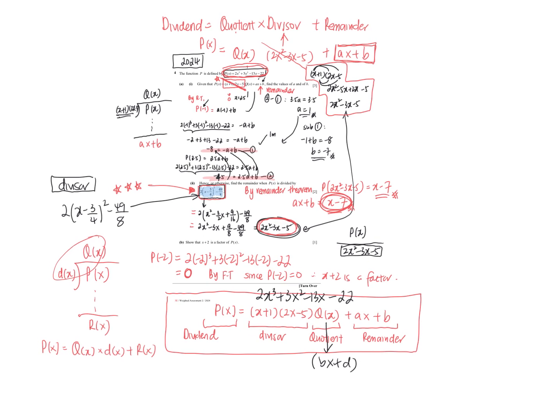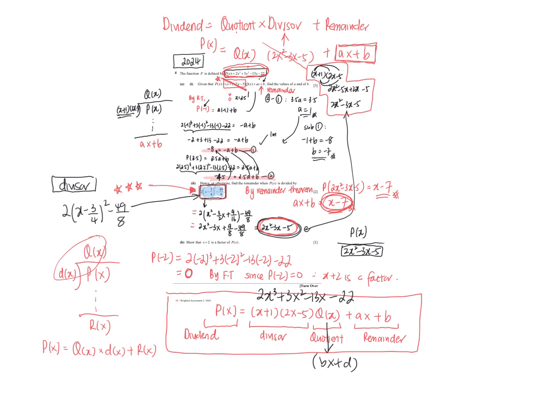For part B, I actually like 500 B bracket minus 2, then you must quote the factor theorem. But you don't start from FT. You must show me first, then you say FT is 0, that's why it's a factor. You don't start from it because you're supposed to prove it. Okay, so this is question 4.